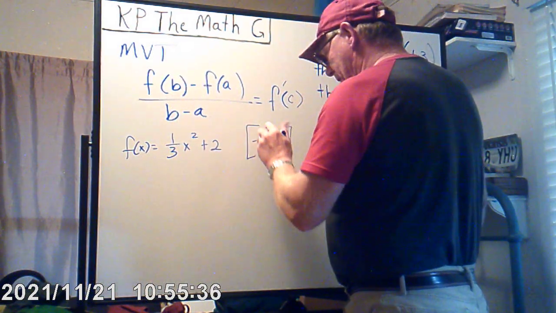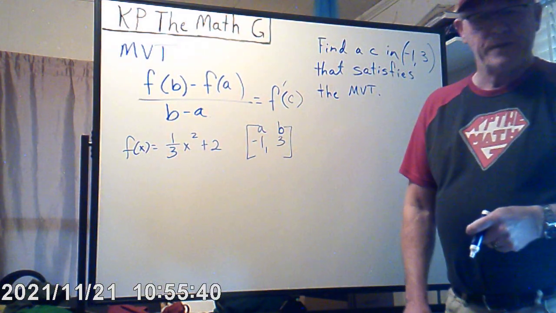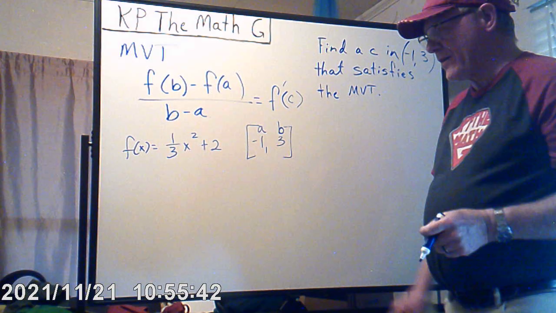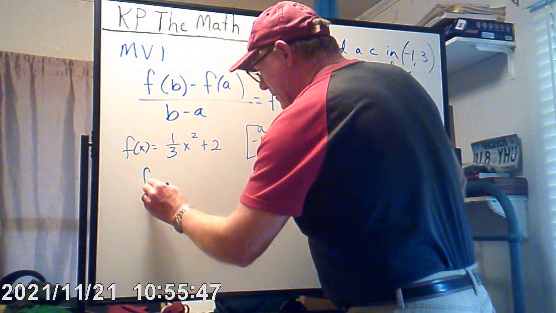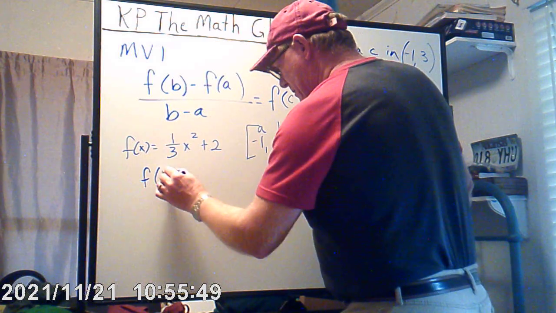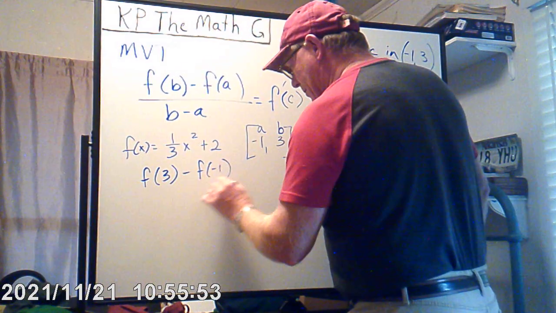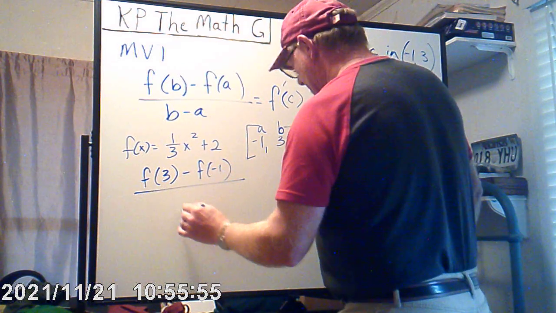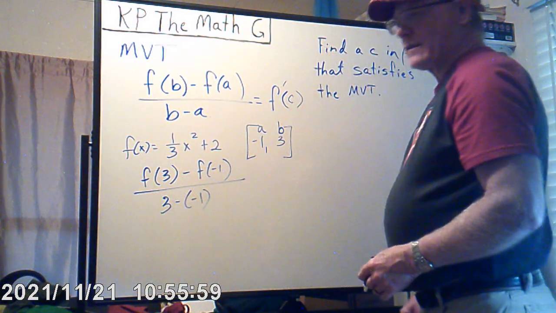L at B. So here is A and here is B right here, guys and girls, and whoever else may be watching. So F at B, we're looking at F at 3 minus F at -1 over 3 minus -1. That's what we're looking at.